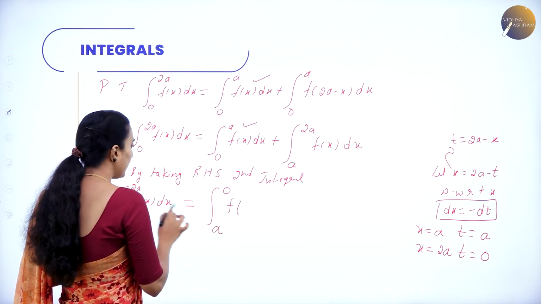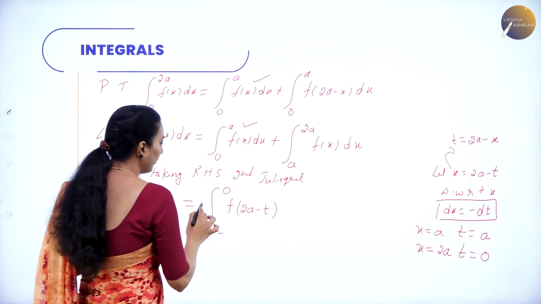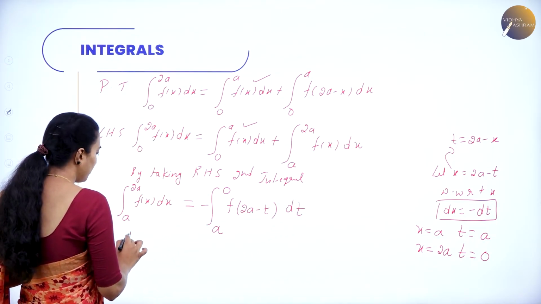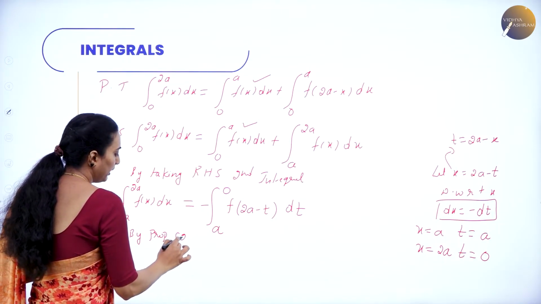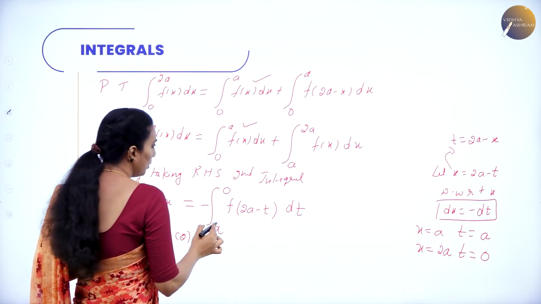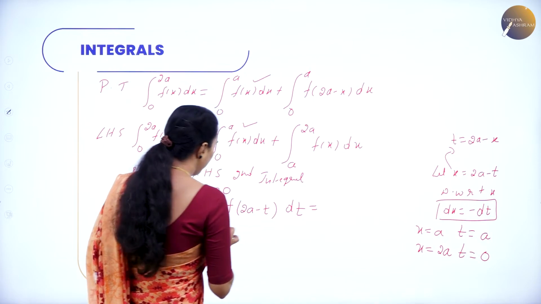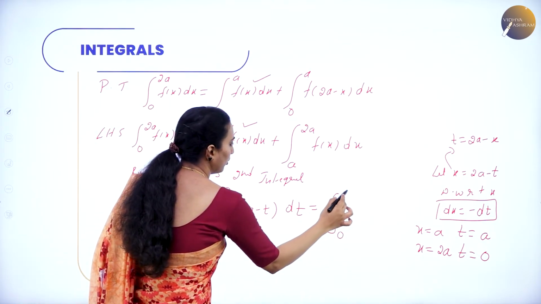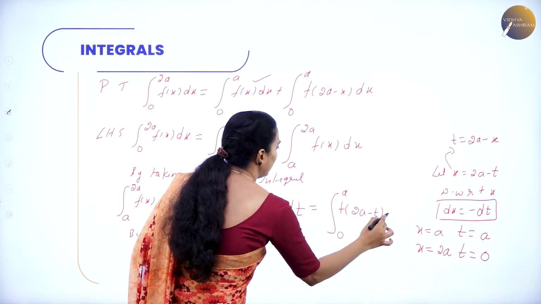f of x I have substituted as f of 2a minus t. dx I am getting as minus dt. Now by property 2 you can change this one. Minus of minus will become plus. You can change the limit from a to 0, to 0 to a, f of 2a minus t into dt.